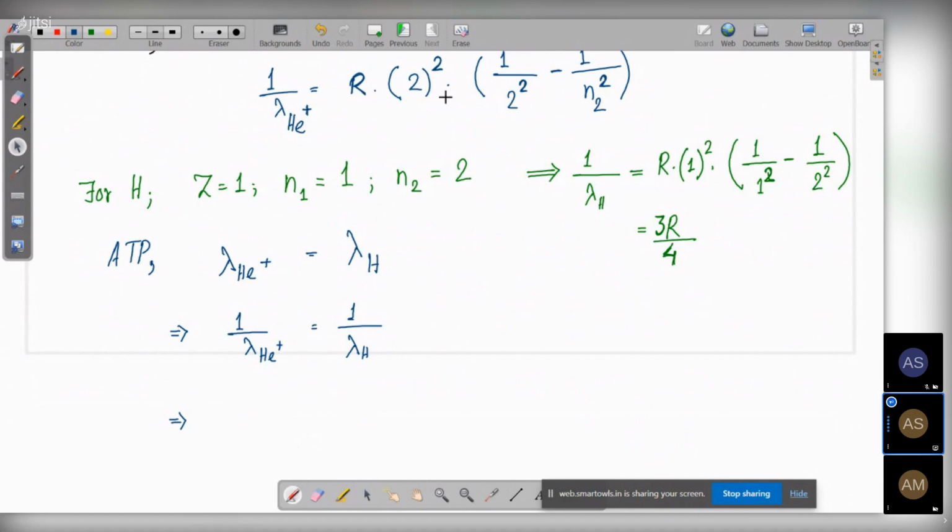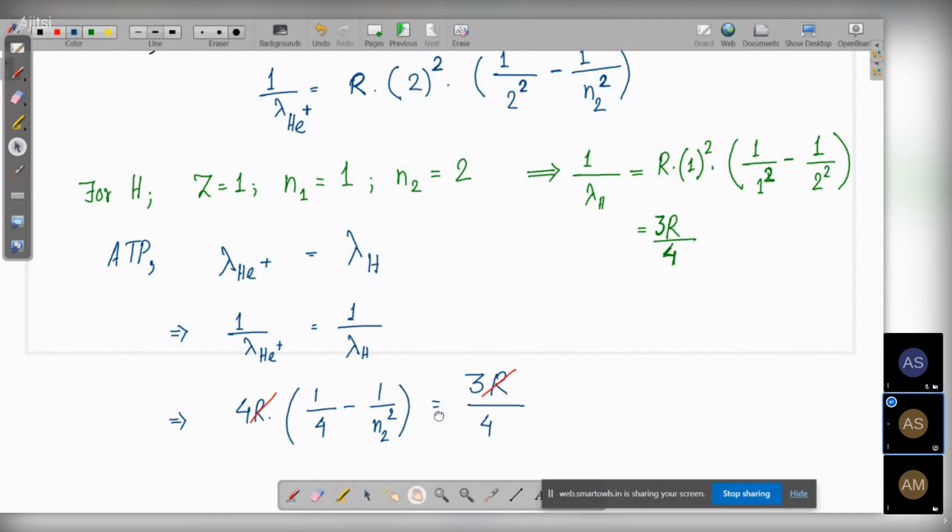What is lambda of helium plus? This is basically 4R into 1 by 4 minus 1 by N2 square. And what is 1 by lambda H? This part we got it as 3R by 4. So do not put down the values of R over here, because ultimately they will cancel out.